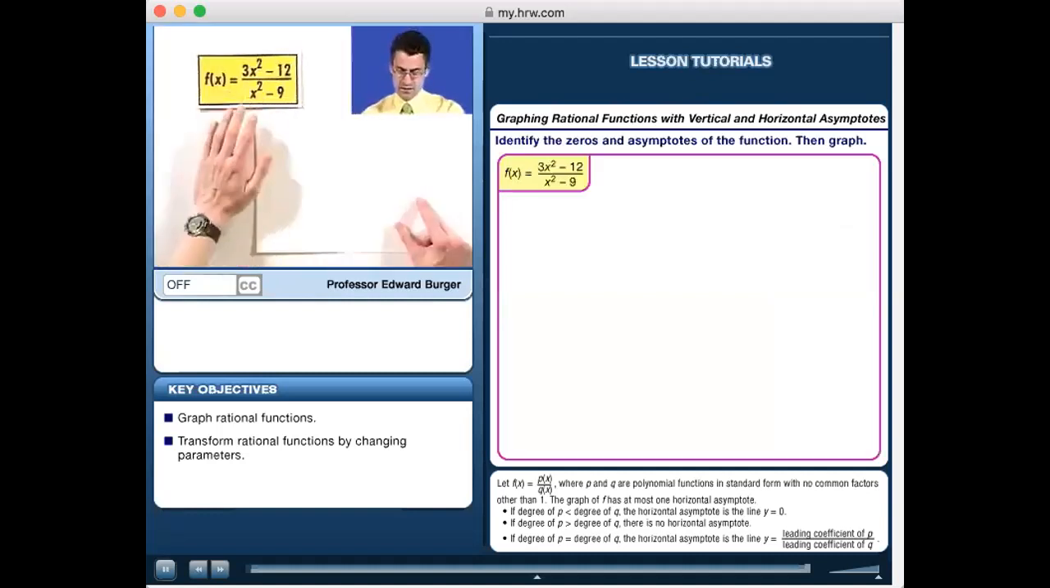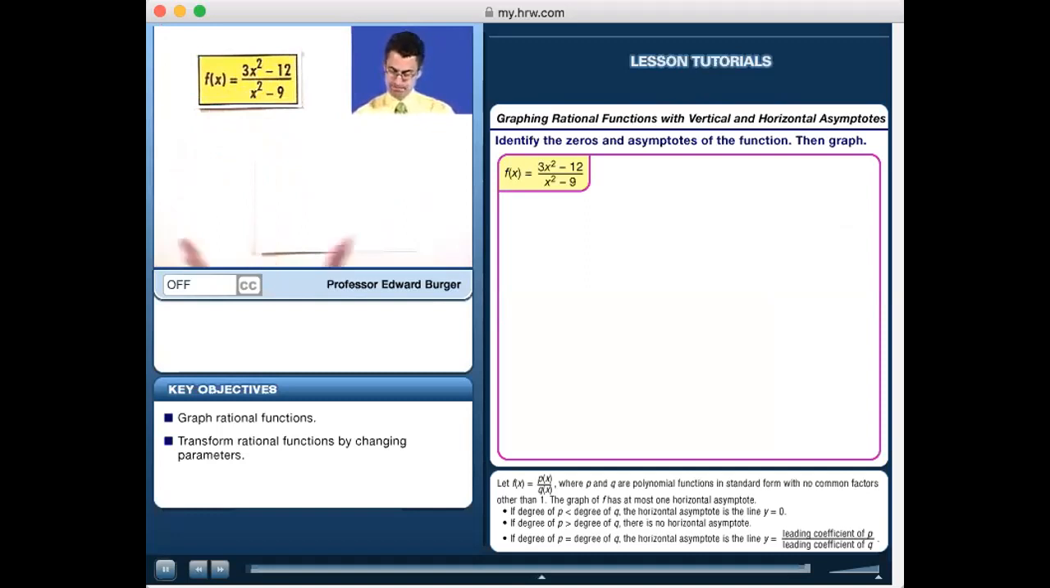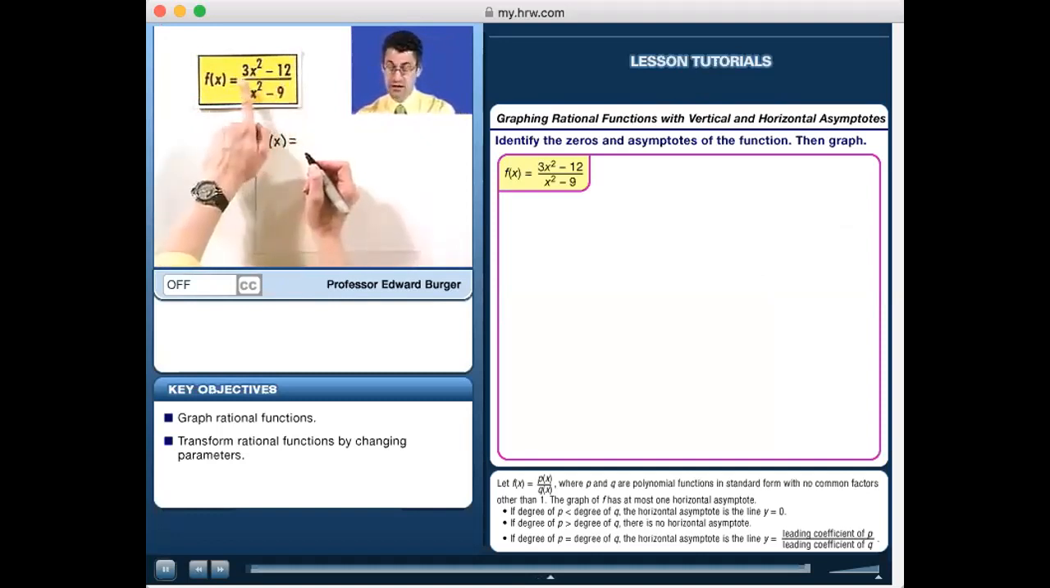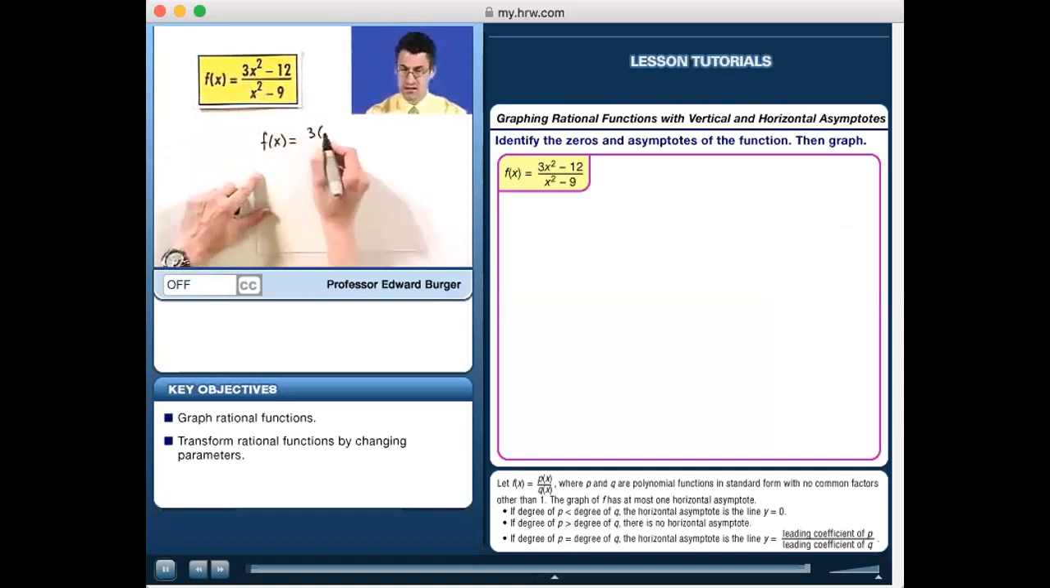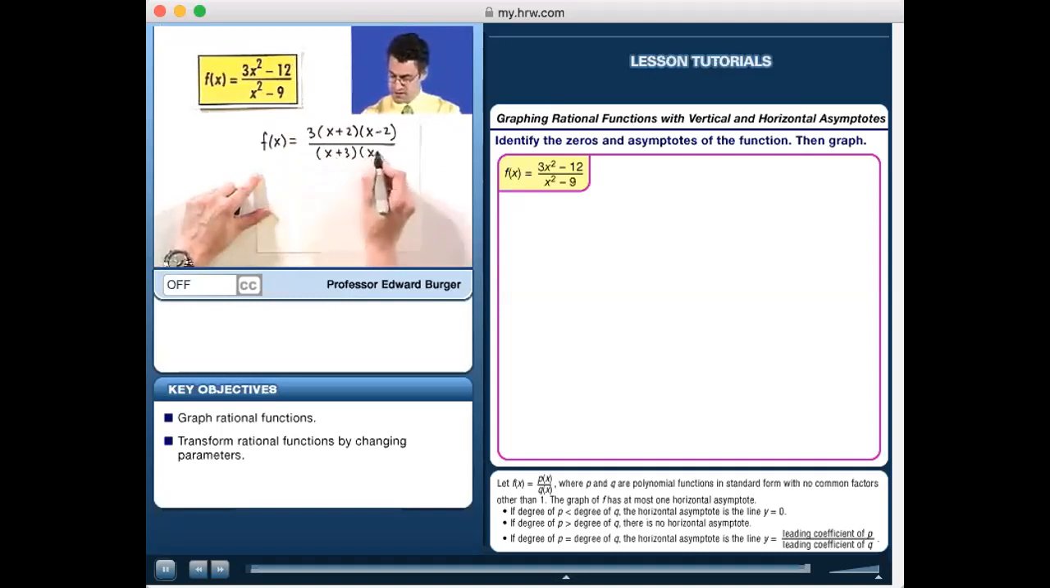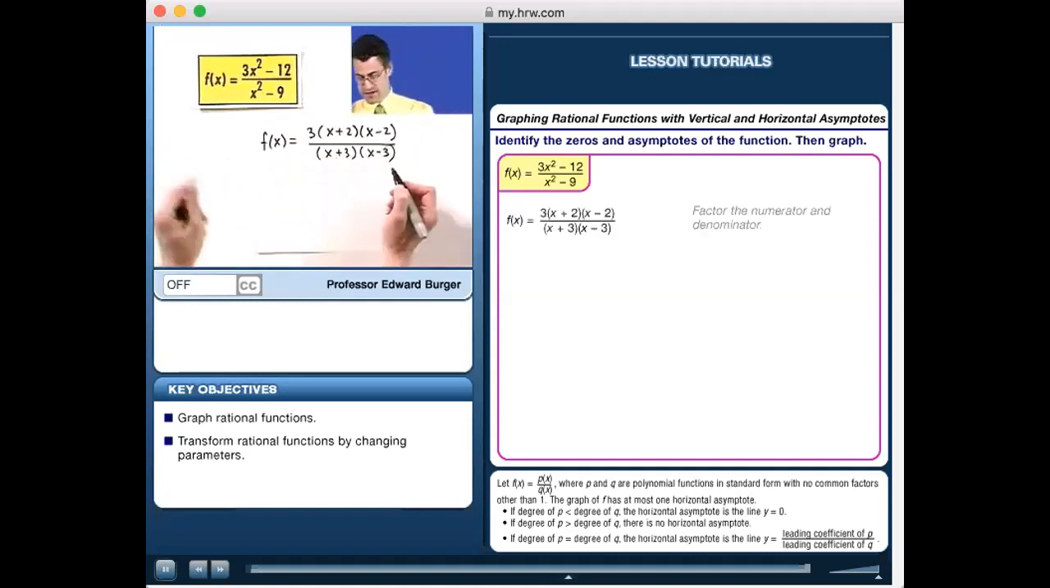All right, here is the rational function I want us to consider. Let's factor. First thing I always do is factor. If I factor this, I can pull out a factor of 3. When I do that, I have 3 times x squared minus 4. That's the difference of 2 perfect squares, so I have x plus 2 times x minus 2, divided by, and that's also the difference of 2 perfect squares, x plus 3 times x minus 3. There you have it. Now it's all factored. Great.